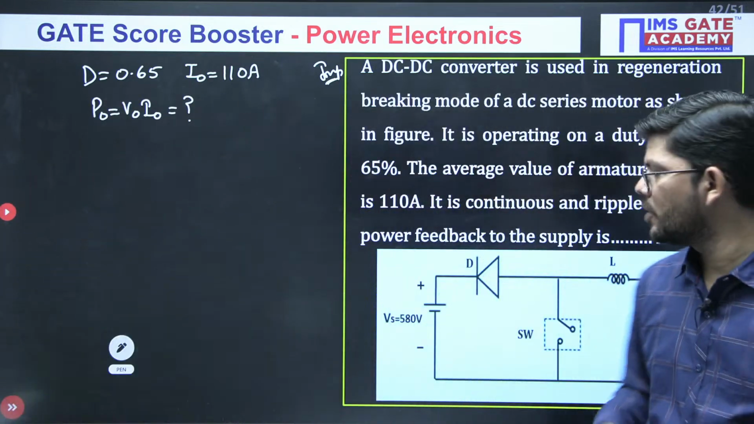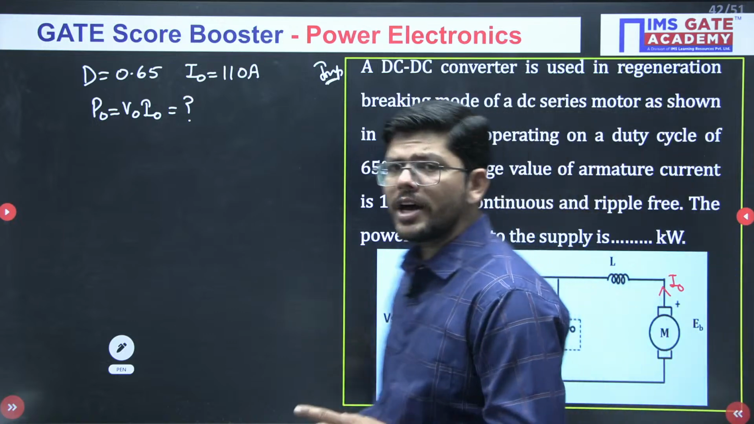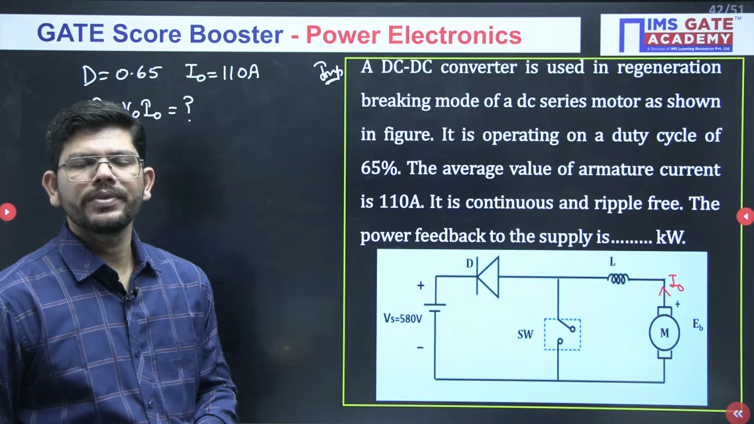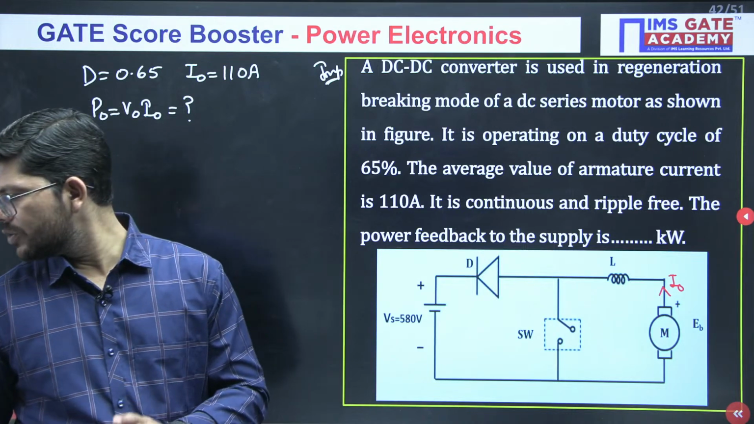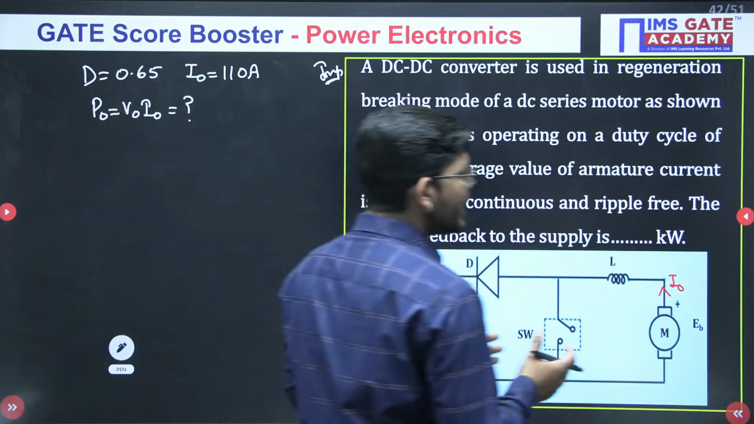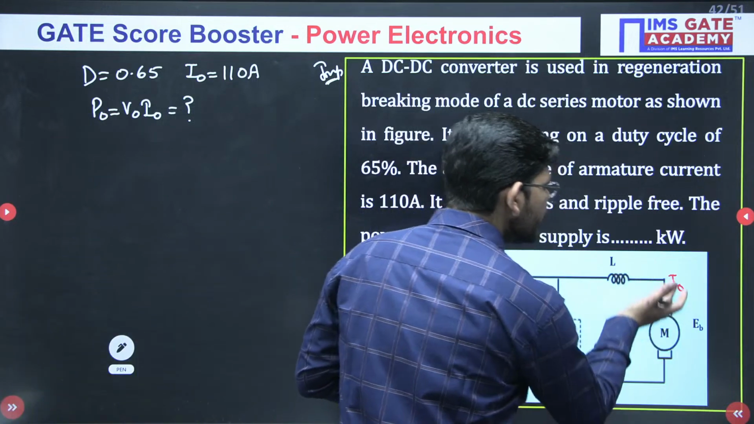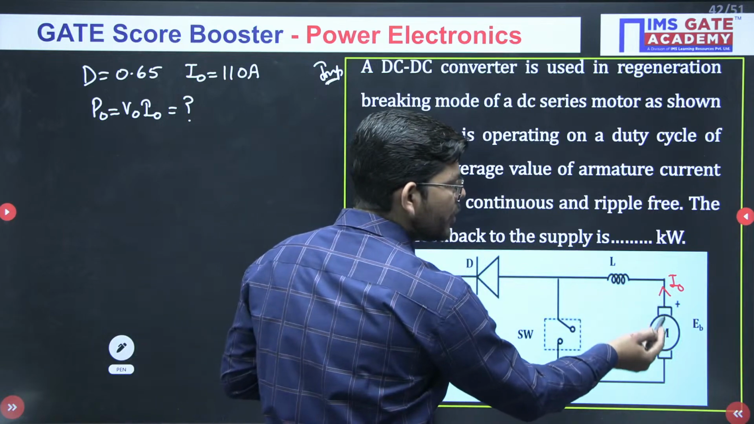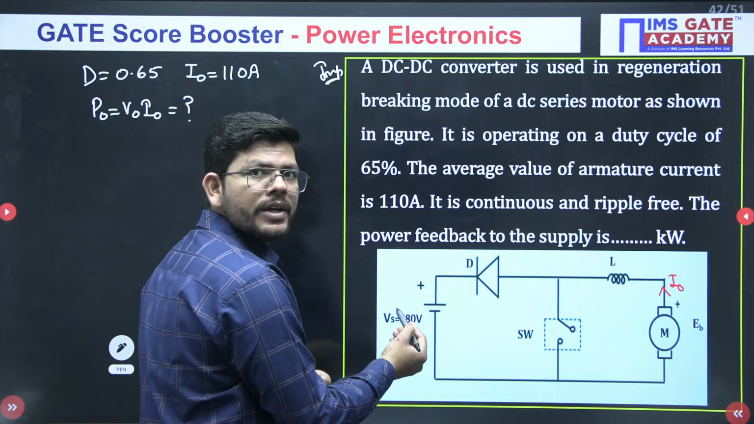Okay, power feedback to the supply is what you have to calculate. So you are using your motor in regenerative braking mode. Regenerative braking mode means the motor is feeding power to the source, okay. So current will be flowing from the motor towards the source.